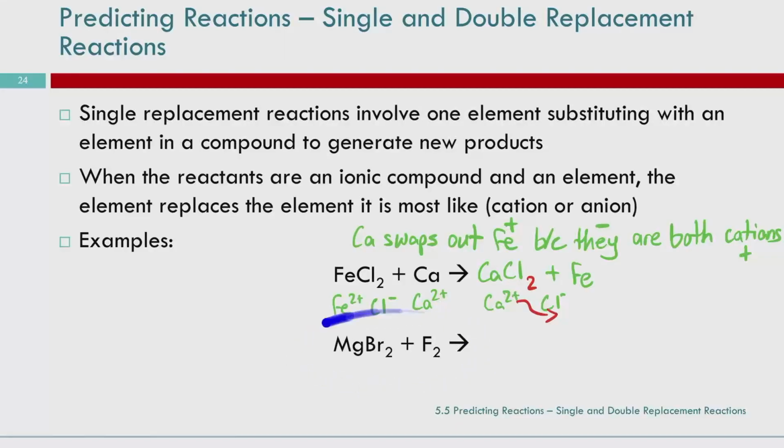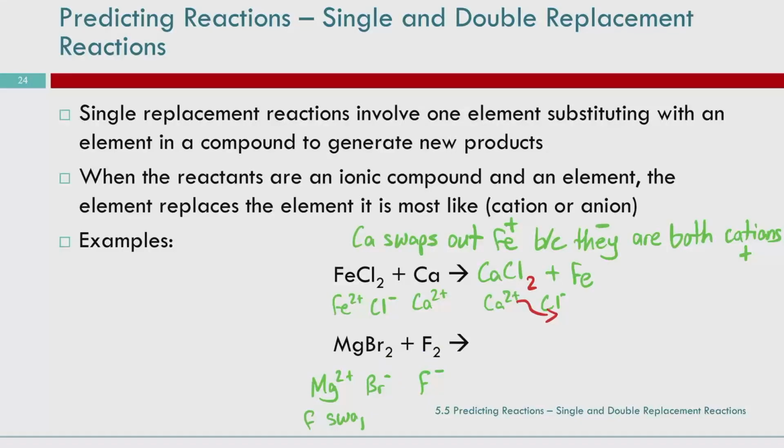And then what about MgBr2 plus F2? What kind of ion is F going to form? Negative. It'll be F- when it's an ion by itself, a monoatomic ion. What about magnesium? Magnesium is going to be a 2+ charge. And what about bromine? Bromine is going to be bromide, the negative ion. So F is most like which one of these two? It's more like bromine because they both form negative charges.